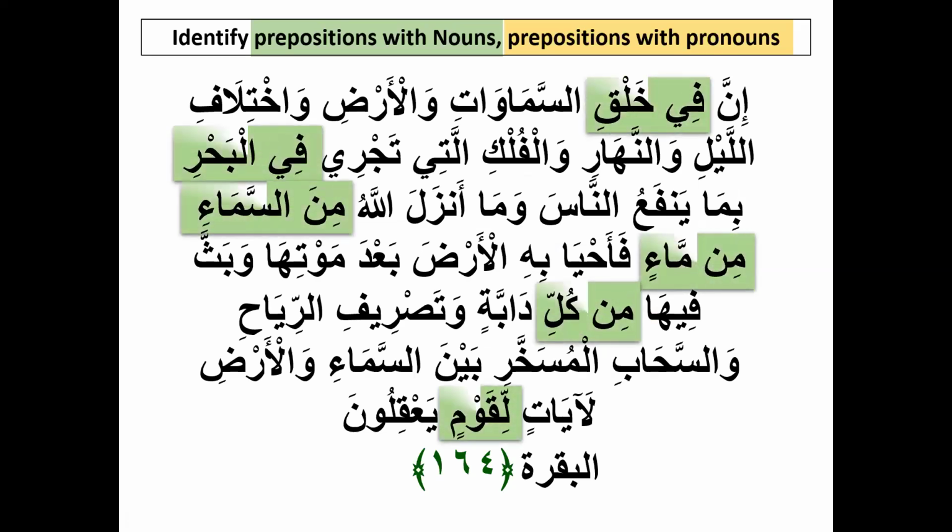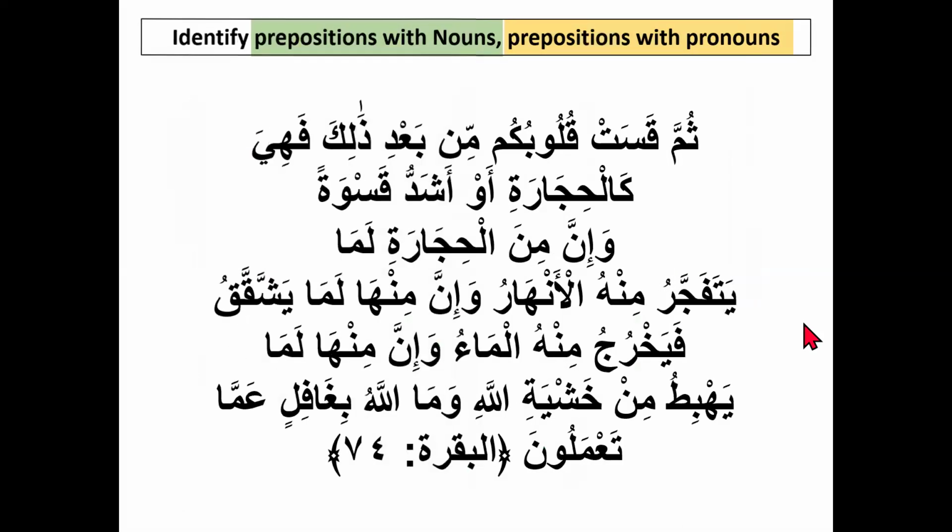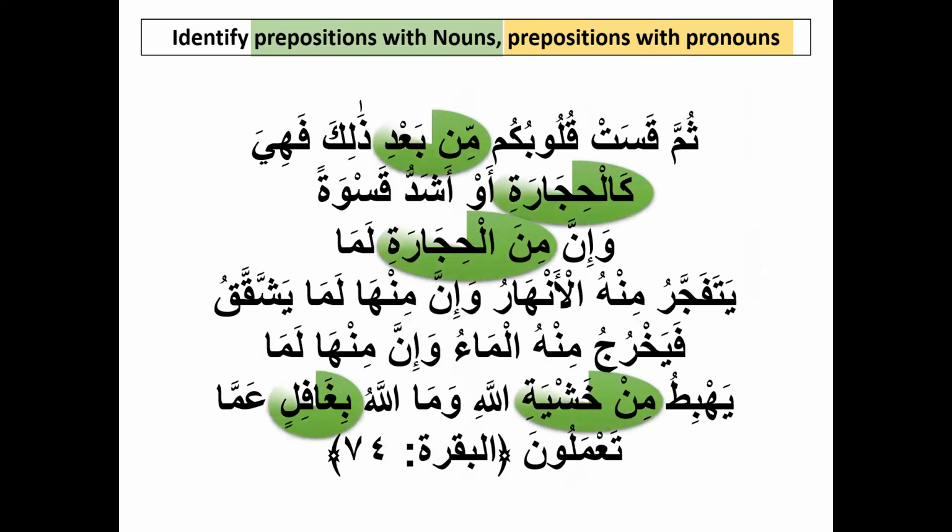The green ones are all prepositions with nouns. They all are murakkab jari, shibu jumla. And the yellow ones are the prepositions with the pronouns. They are also murakkab jari, shibu jumla. There are only two with prepositions with pronouns, but they all are murakkab jari, they all are shibu jumla. One more example, one more practice. So all green are murakkab jari, prepositions with nouns. And the yellow ones now are prepositions with pronouns.